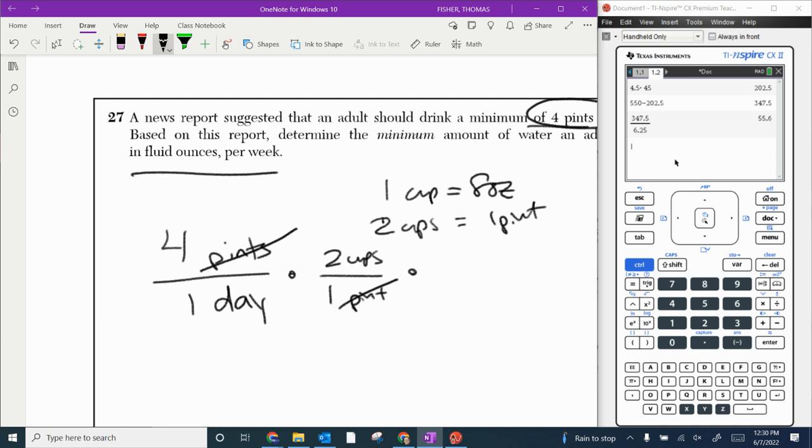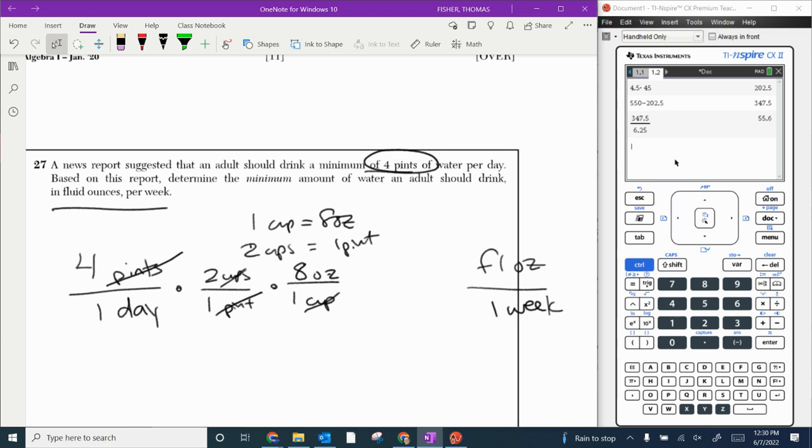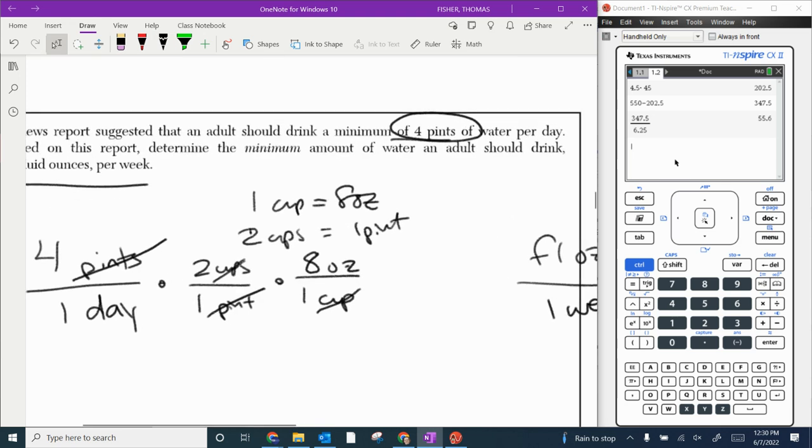Now we have cups. To go from that to ounces, we would again put the thing we want to get rid of on the bottom. That way the cups cancel. And that again is equal to 1 because 8 ounces equals 1 cup. So we got our ounces. And now we just need to get into weeks. So 7 days in 1 week. And our days cancel, and we're left with weeks in the bottom, ounces up top, so we're in good shape.